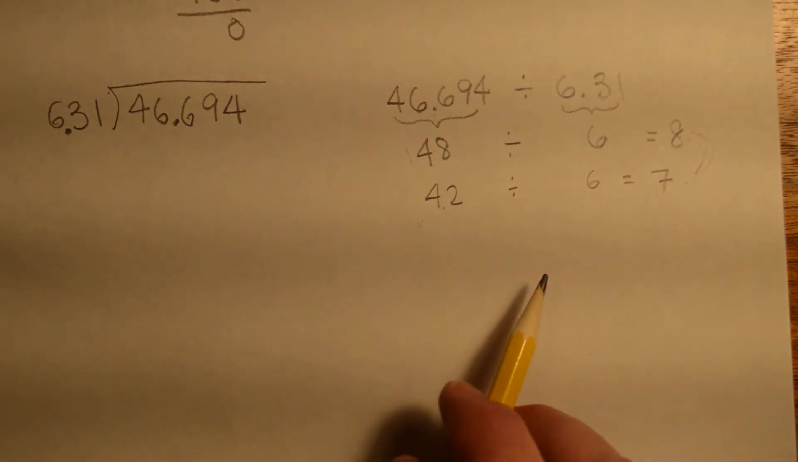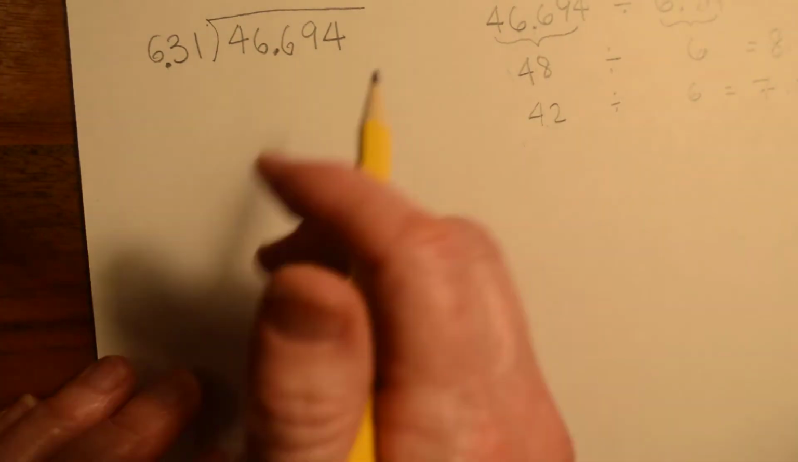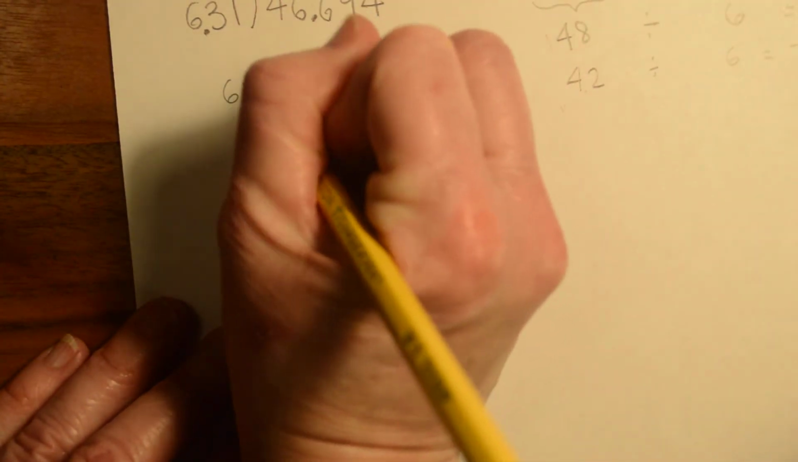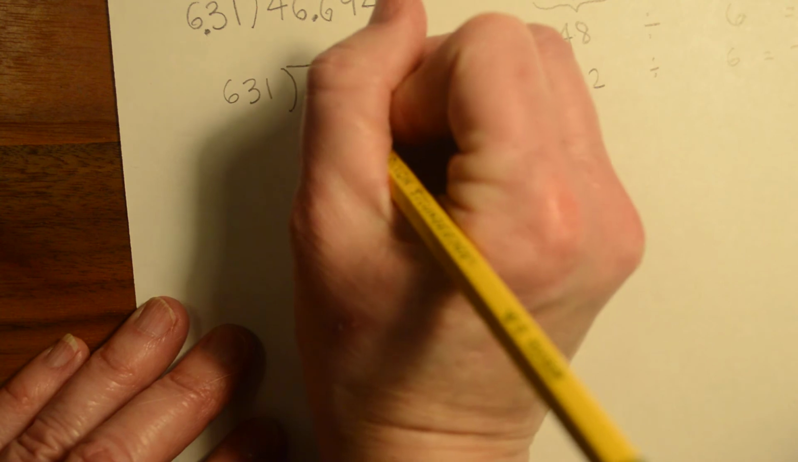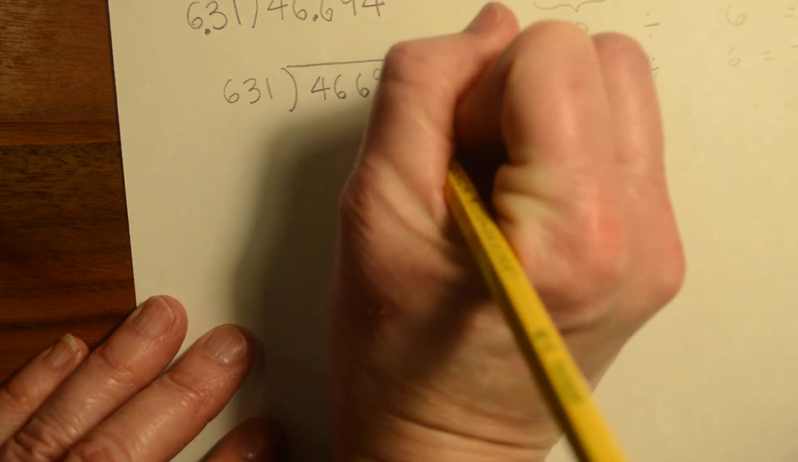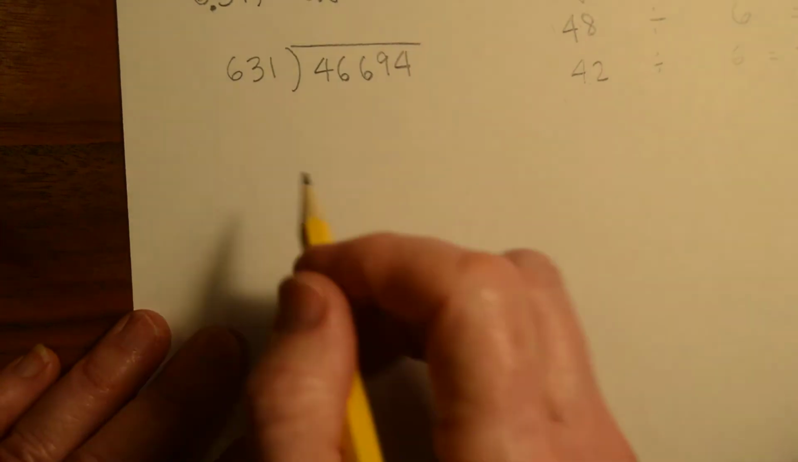So it's somewhere in between those two. Right, but we're just going to divide again, and we're going to do it without the decimals in there. We're just going to do 631 into 46,694. And again, I'm going to use front end estimating.